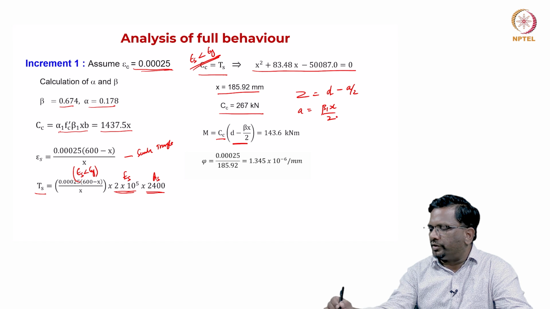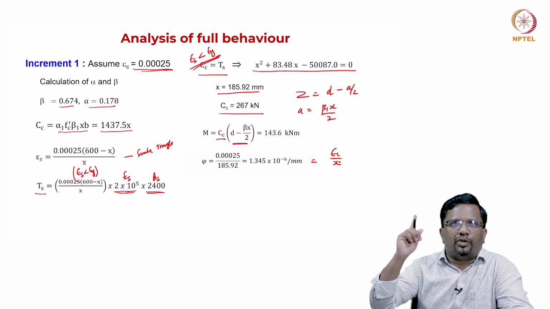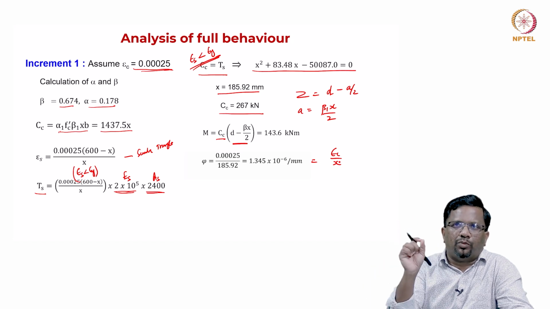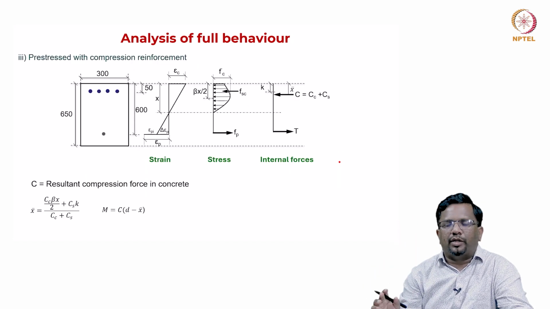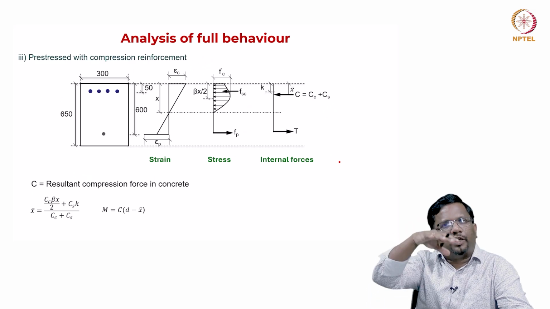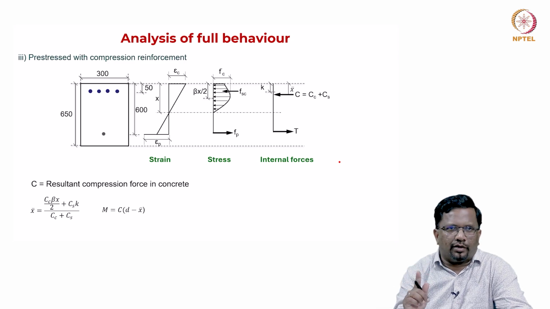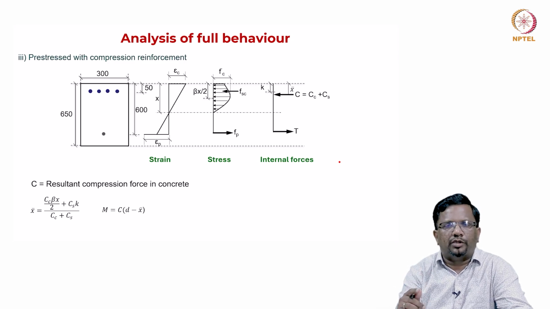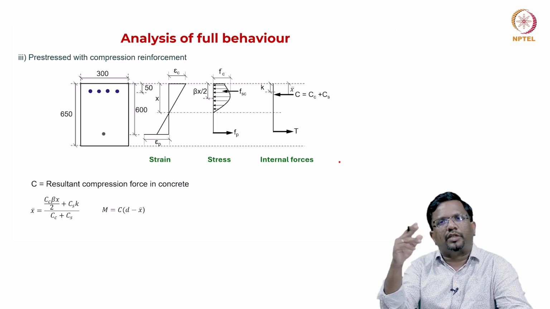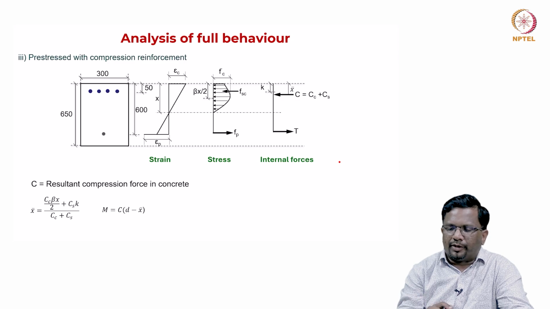Now, curvature is nothing but epsilon c again by x. So, you substitute the value, you get your curvature. So, for epsilon c of 0.00025, you get one moment and one curvature. So, like this I can continue for different epsilon c and I can generate the entire curve. Now, we are doing it for only one calculation to show how to do it, but you can do it for the other strains as well and then generate the entire moment curvature response, right.